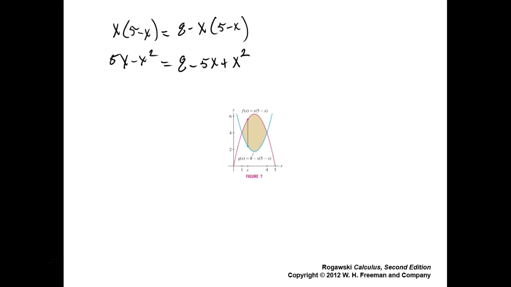And what we're going to do is set those equal. So let's move the left side to the right side, okay? By adding x squared to both sides, okay? Subtracting 5x from both sides, okay? And that gives us 2x squared minus 10x plus 8 is equal to 0.